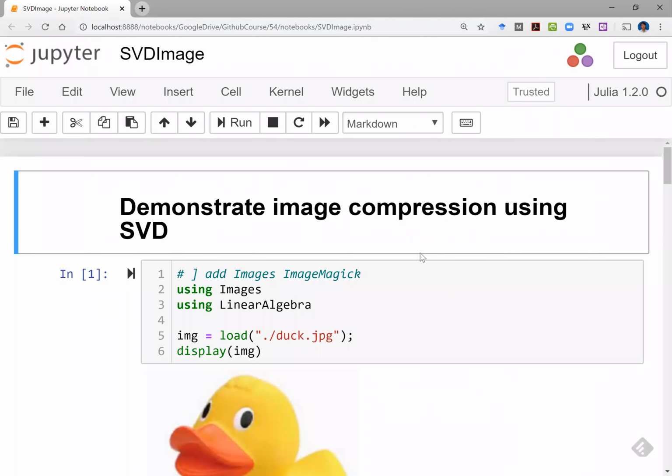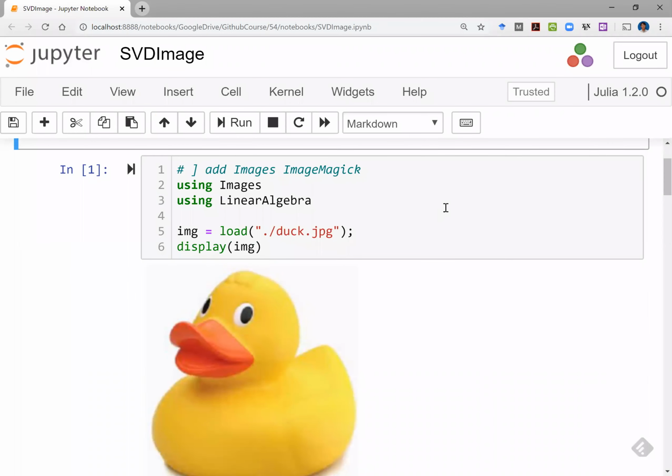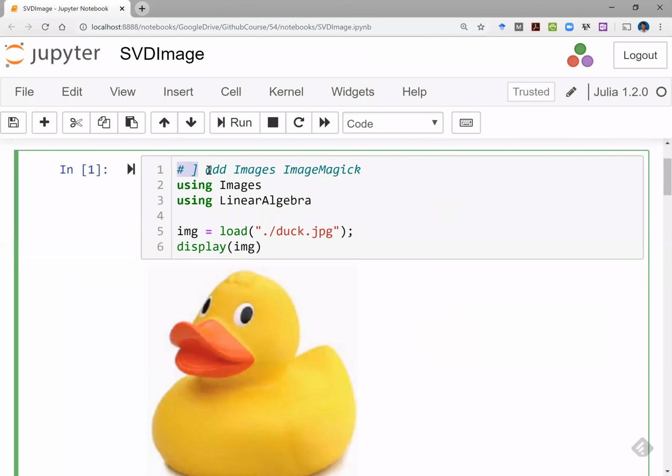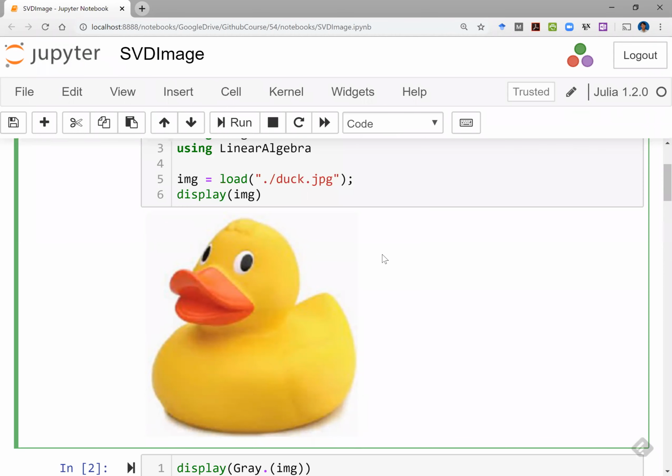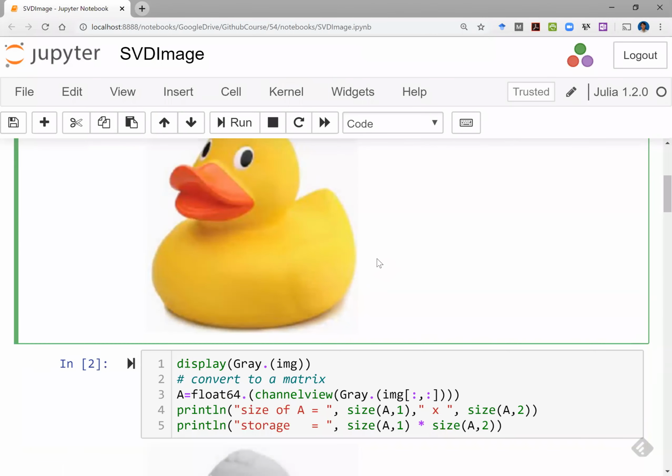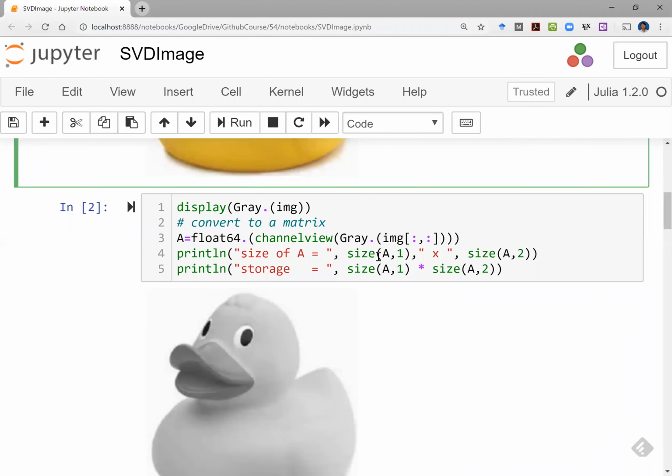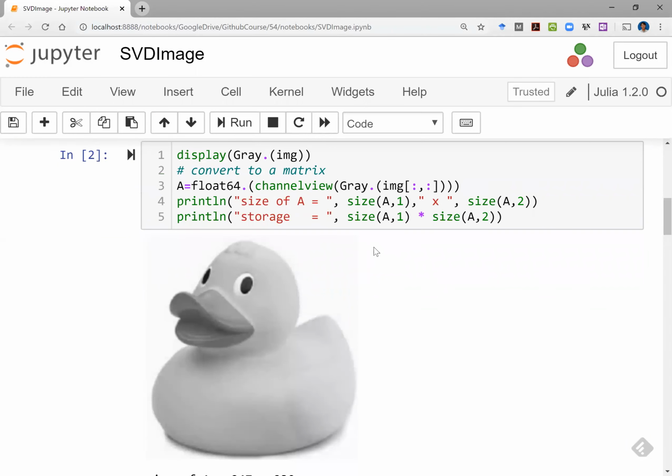Okay. So this is a Julia code with our class mascot, our duck. You don't need to really run this code, but if you do want to, you need to install some packages for the images and image viewing. Then use these packages, I load this image. You can see this, right? Yes. Okay. So what I want to do is to convert this into a matrix.